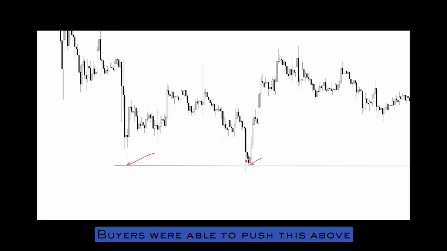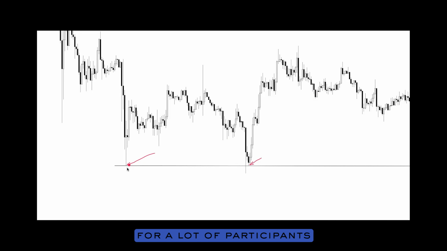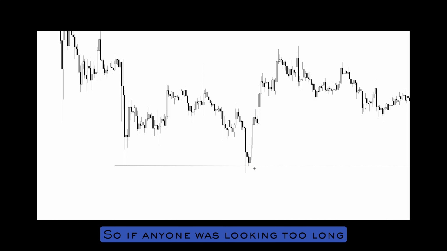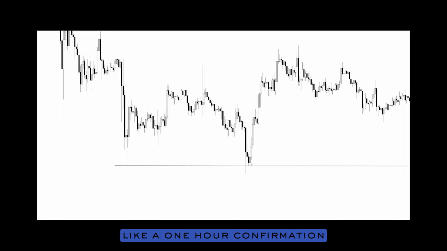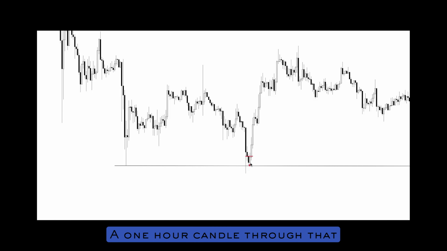Price aggressively came into this low. Buyers were able to push this above this low. This was a major inflection point, a major decision point for a lot of participants, and yet price closed back above this level. So if anyone was looking to long, you could wait for something like a 1-hour confirmation, a 1 hour candle, say through the previous high, so this candle right here.